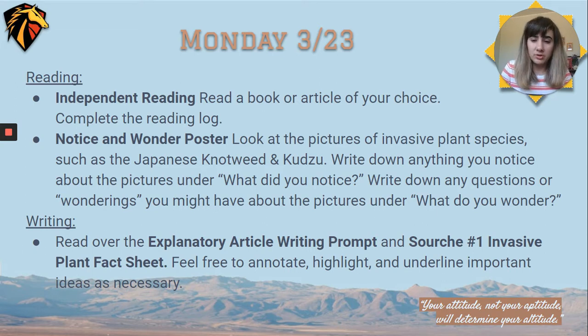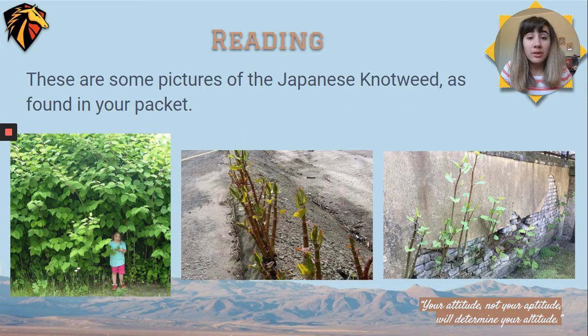The writing portion of today's lesson is reading the explanatory article writing prompt and, sorry for my typo, source number 1, invasive plant fact sheet. So we're going to annotate, highlight, and underline the important ideas in that fact sheet. So first things first, we're going to look at pictures of the Japanese knotweed.